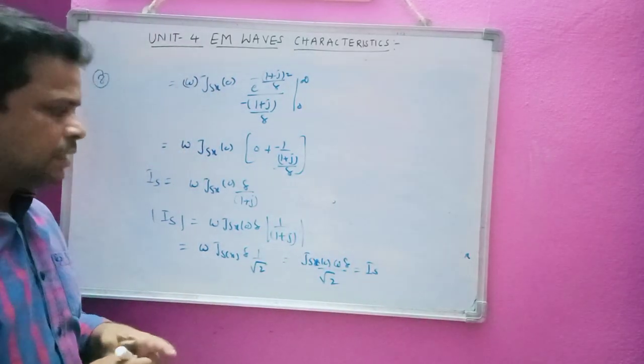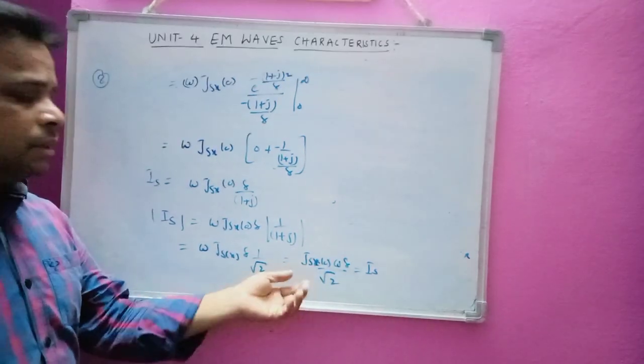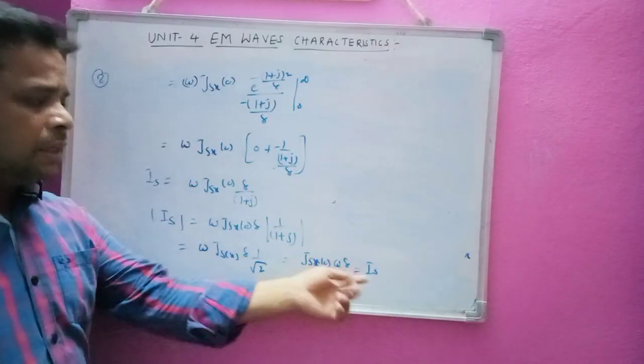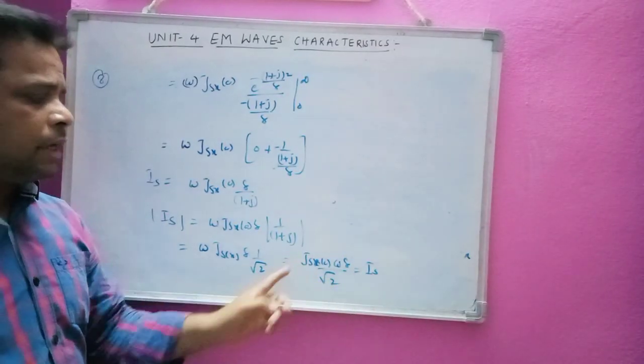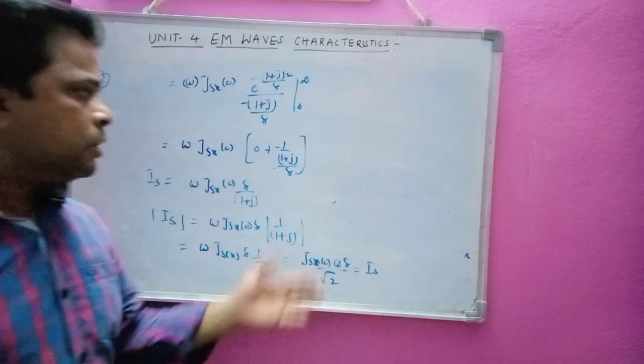So he is asking for the magnitude of the current, and he has given the current density. For the given current density, this is the magnitude of the current, obtained by taking the modulus on both sides. So we will stop here.